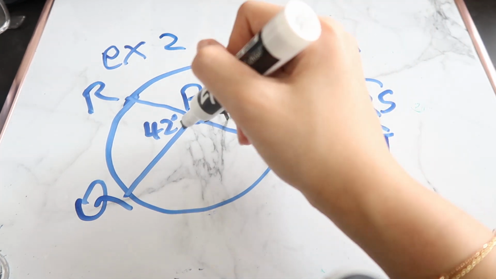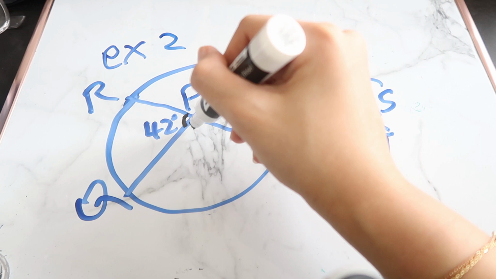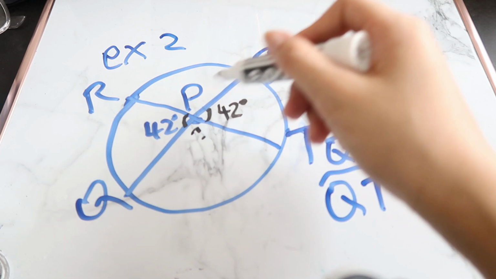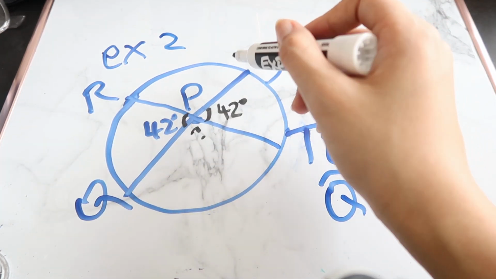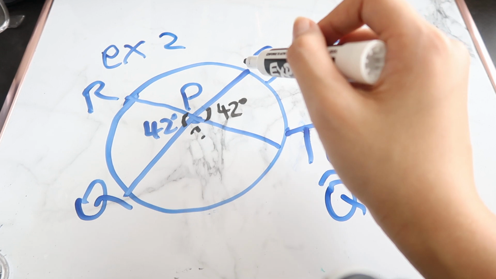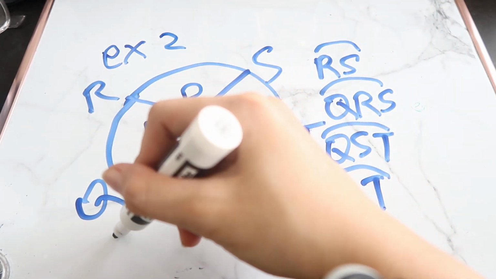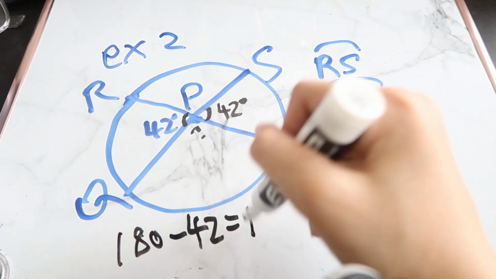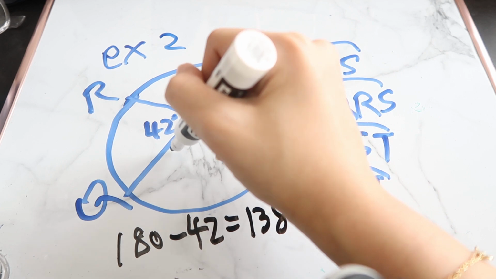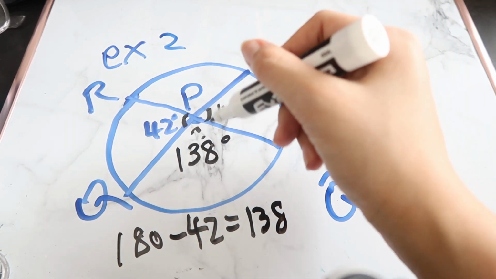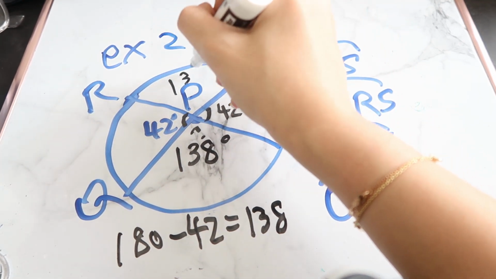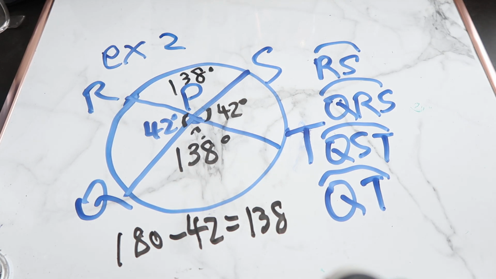Then we need to figure out what will be the value from Q to T. So what will be the value for this one? In order to find this, if you look at it, QS is a straight line, and any straight line would be 180. So if you do 180 minus 42, it will be 138. So this angle here is 138 degrees, and also vertical angle, so the top is 138 degrees as well. Now we figure out the basics, we can go back and try to figure out the problems.